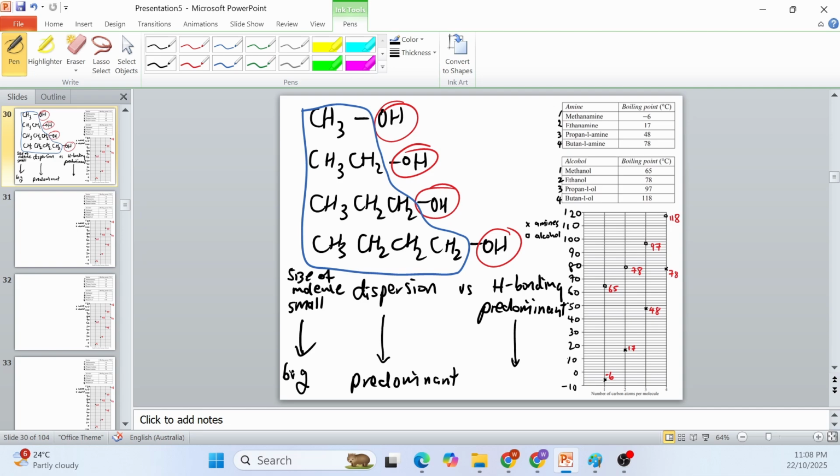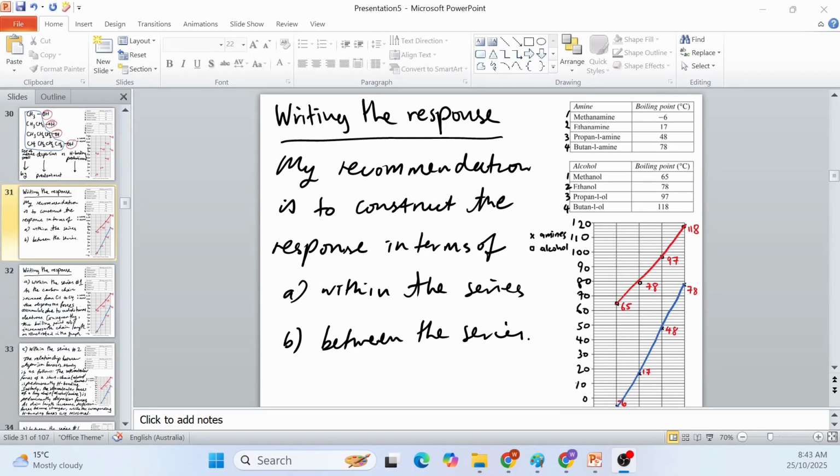In summary, as the carbon chain increases, it increases the size of the molecule. When the size of the molecule is small, the predominant force will be hydrogen bonding. However, when the molecule is getting bigger, the dispersion forces become more predominant. That is the difference between the two forces in terms of size. When writing the response, I recommend you construct it in terms of within the series and between the series. This is because it outlines very clearly what the question wants you to achieve.